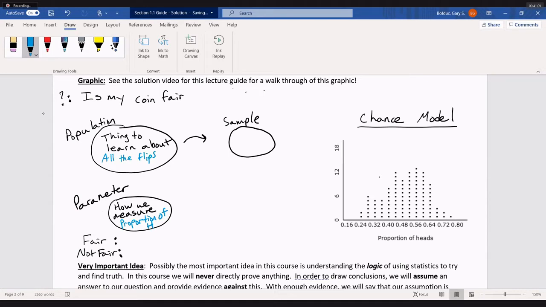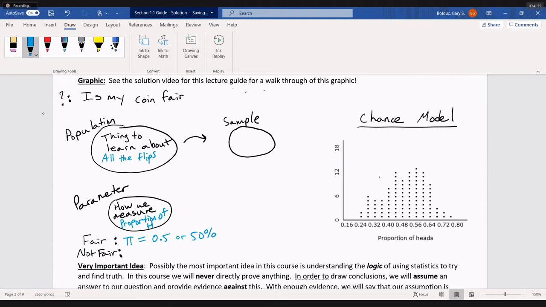All right, what would it look like if I was to have a fair coin? I would get the proportion of heads. Remember, pi is our parameter for proportion, is 0.5 or 50%. Okay, so if I've got a fair coin and I flip it forever, I'm going to get heads 50% of the time. All right, but what if it's not fair?